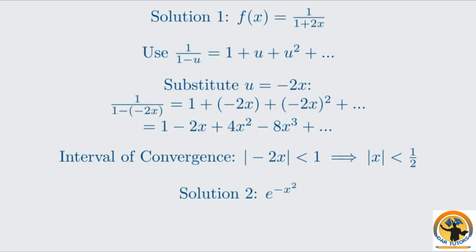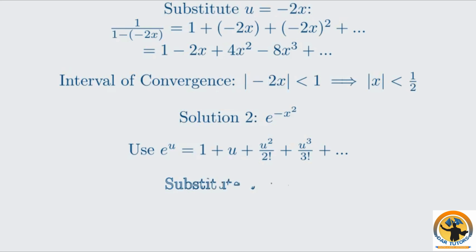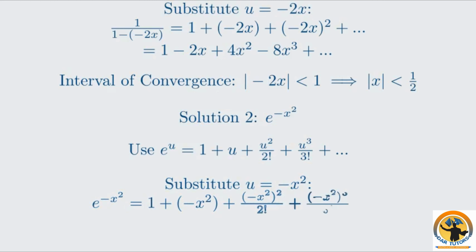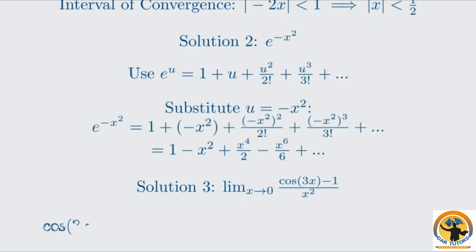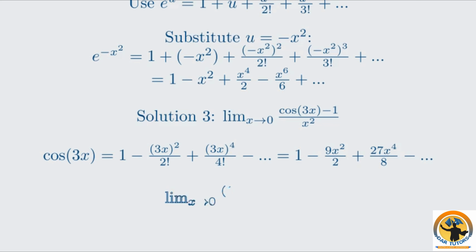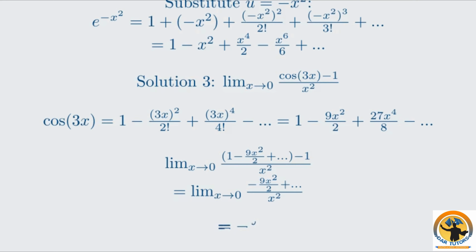For question 2, we substitute negative x squared into the Maclaurin series for e to the x. This gives us 1 minus x squared plus x to the 4th over 2 minus x to the 6th over 6. These are the first 4 non-zero terms. In question 3, we substitute the series for cosine of 3x into the limit. The ones cancel, and we can factor out an x squared from the numerator and denominator. As x approaches 0, the limit is negative 9 over 2.